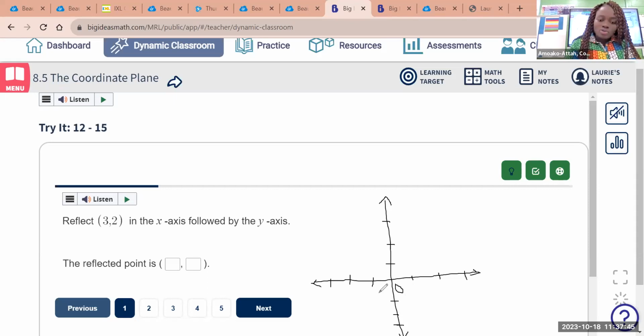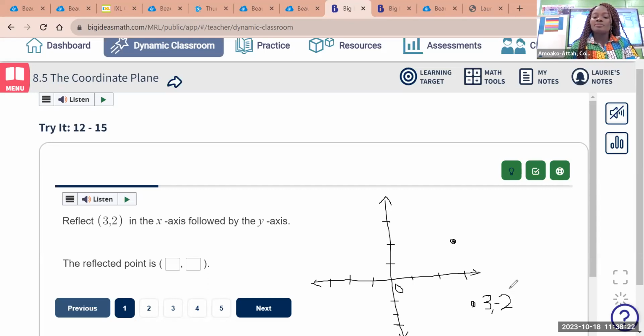Good. So (2, 3) will be 1, 2 along, then we move 3 up. This is where our point will be, and we are reflecting this in the x-axis. So how many units did you move? 3 units up. So you have to move 3 units again down, the same distance as you did. Good. So this would be our reflected point, which would be (2, -3), right? Good.